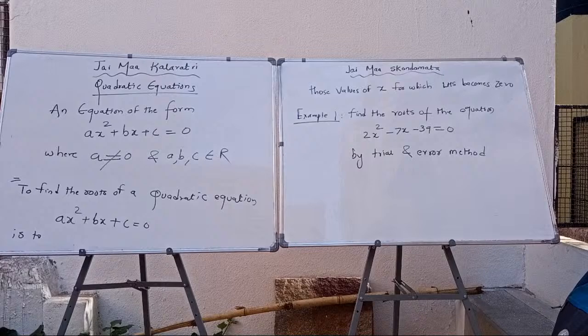Is 2x square minus 7x minus 39 is equal to 0 a quadratic equation? It is of the form ax square plus bx plus c. A is not equal to 0, and 2 is not equal to 0 in this case, which is good. And a, b, c are real numbers. Now to find the roots is to find those values of x for which LHS becomes 0. Tell me the value of x in this example. Trial and error. Try putting different values.